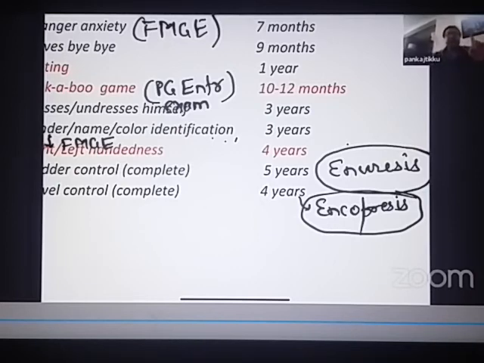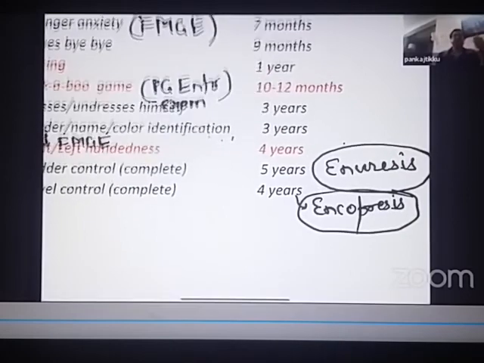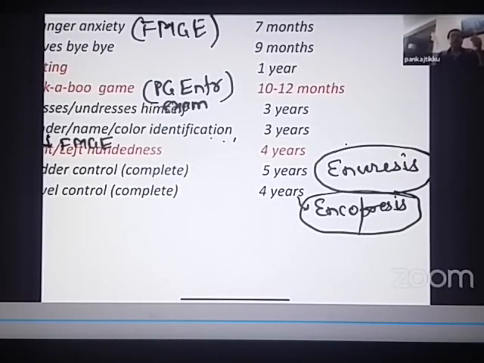Understand? What is enuresis? Passing urine on the bed. This is a diagnosis which is established only after 5 years. What is encopresis? Passing stools at inappropriate places. So you should never make a diagnosis of encopresis before the age of 4 years. So if someone asks you in the exam, a diagnosis of enuresis should never be made before the age of 5 years. A diagnosis of encopresis should never be made before the age of 4 years.